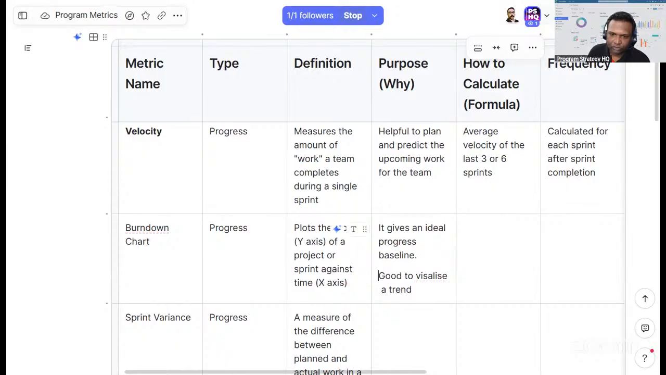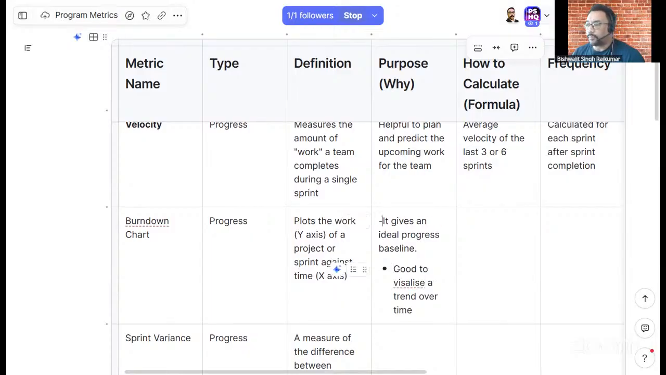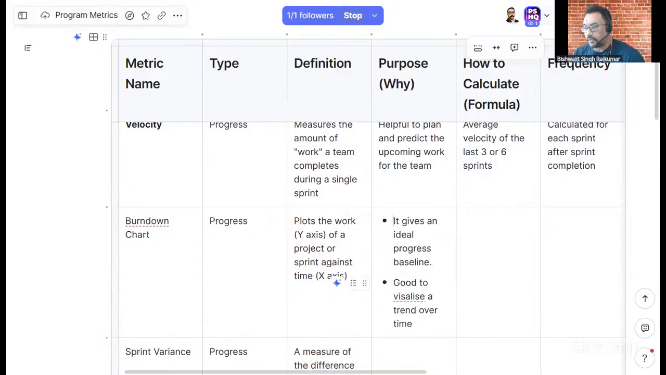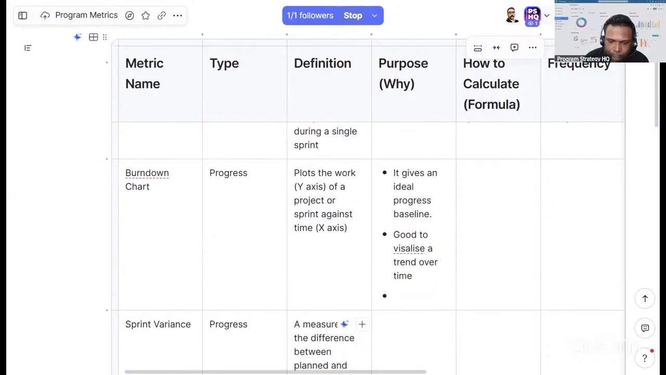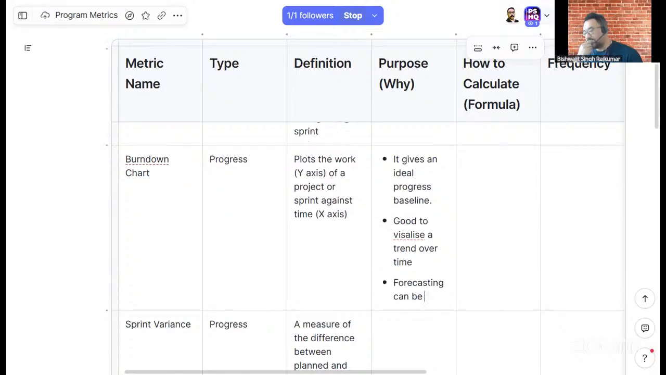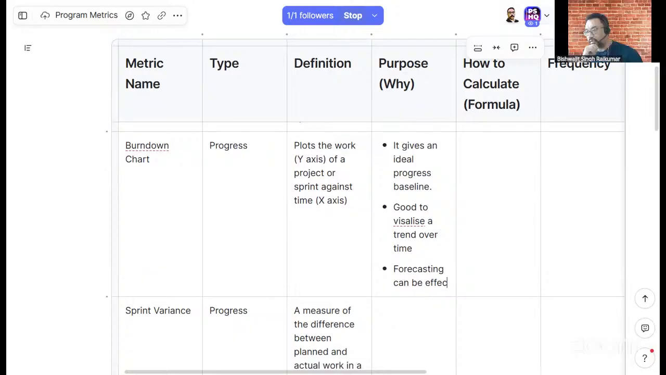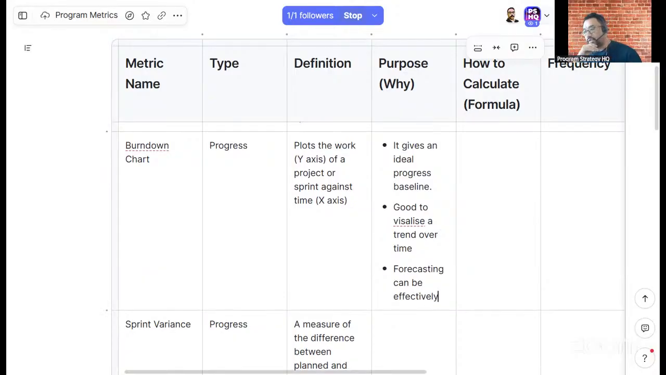Another point I put is that it is good to visualize a trend over time. Right, so this is one point. And it also lets you forecast whether we are going to complete the target of the sprint goal within the time frame. Forecasting can be done effectively within the sprint.